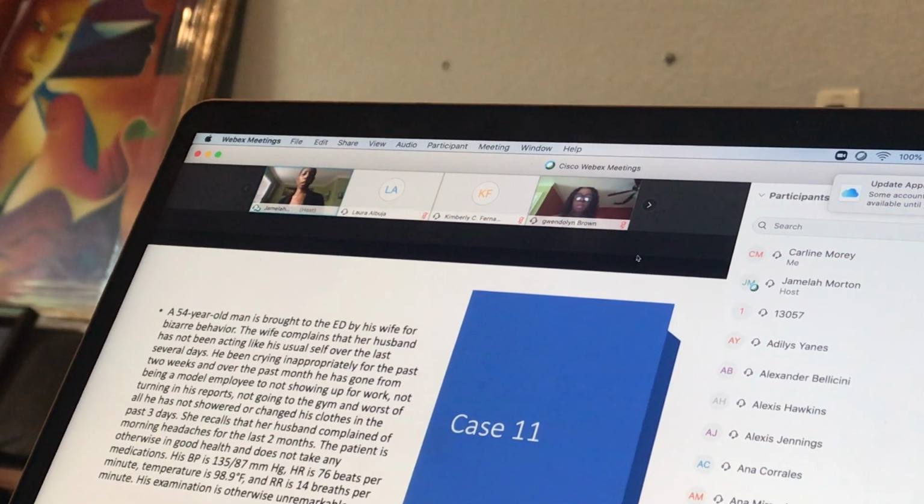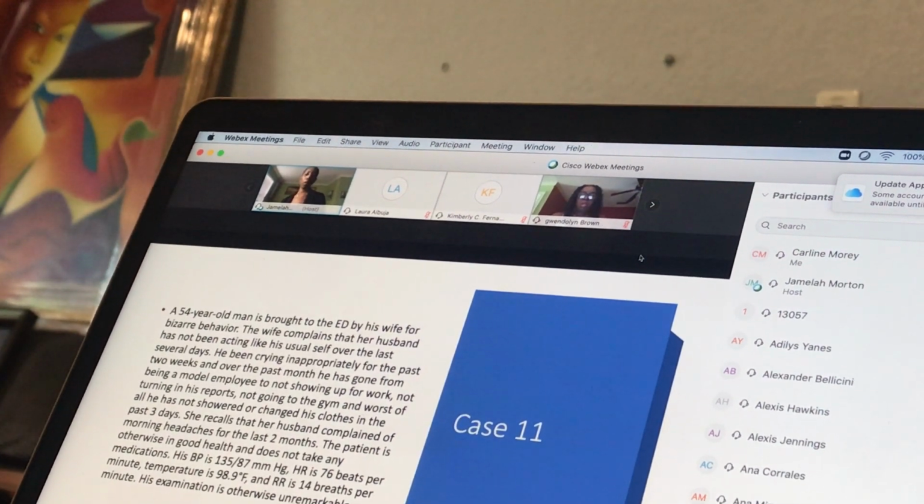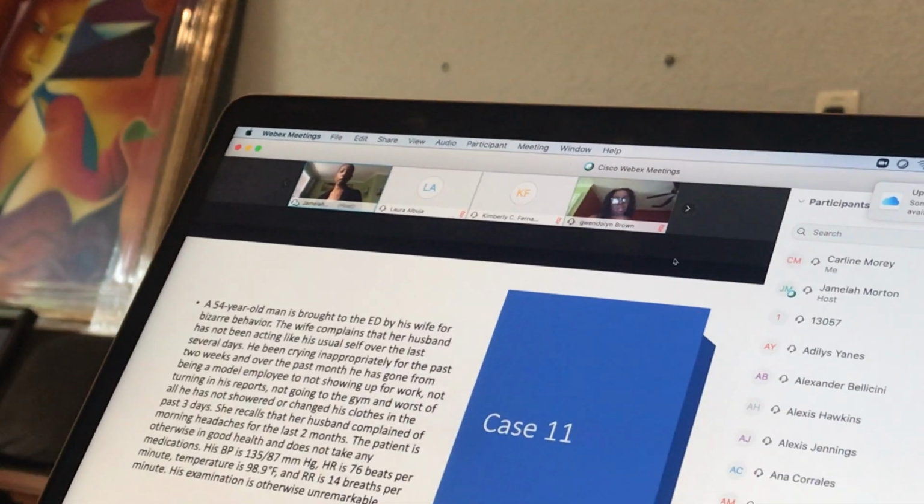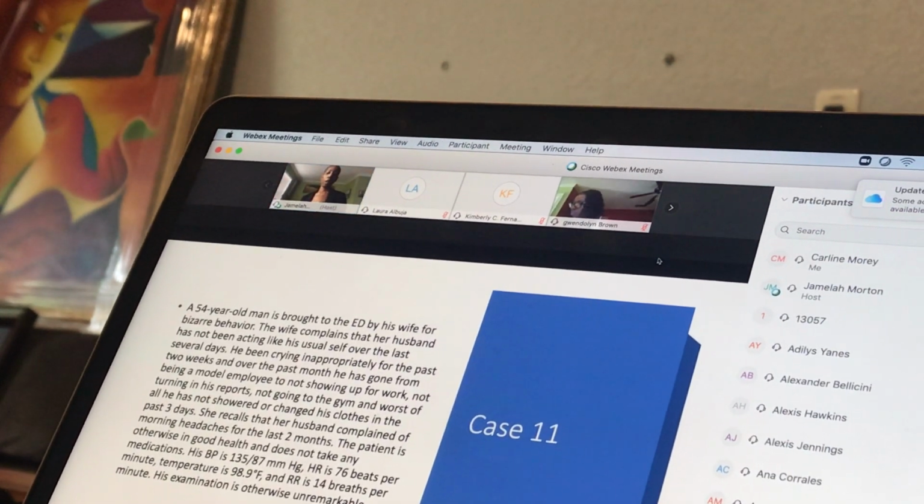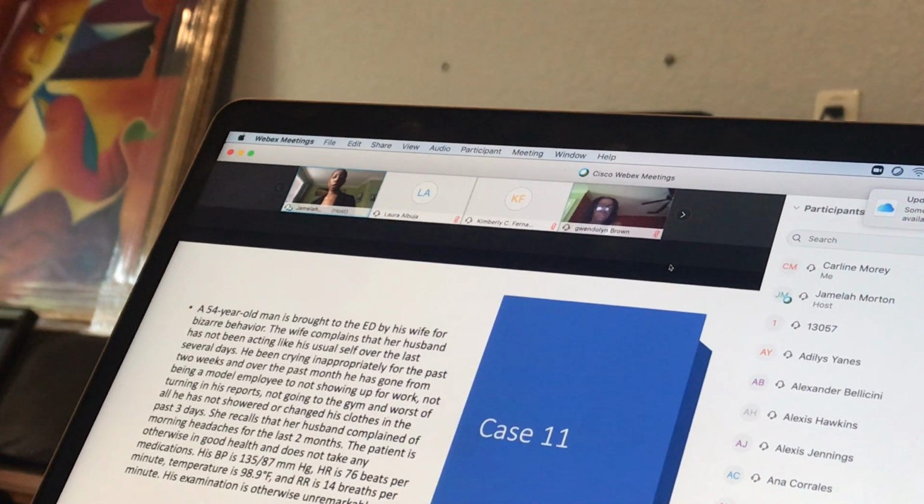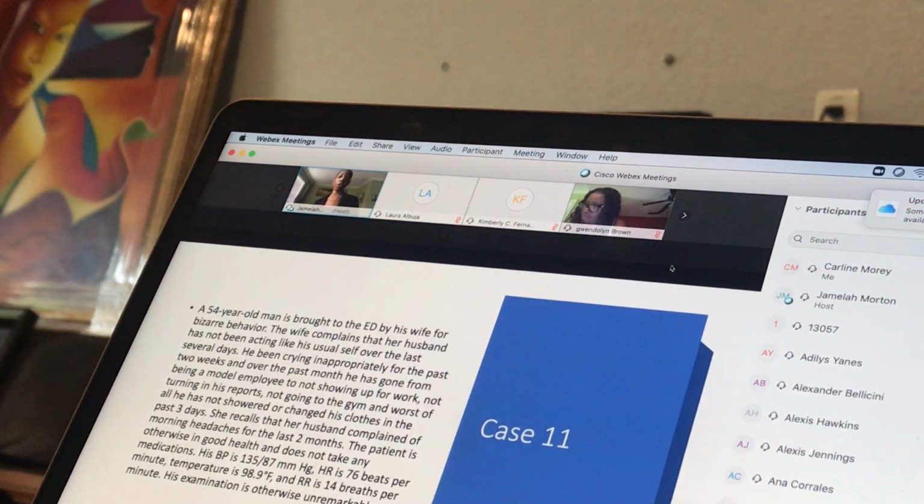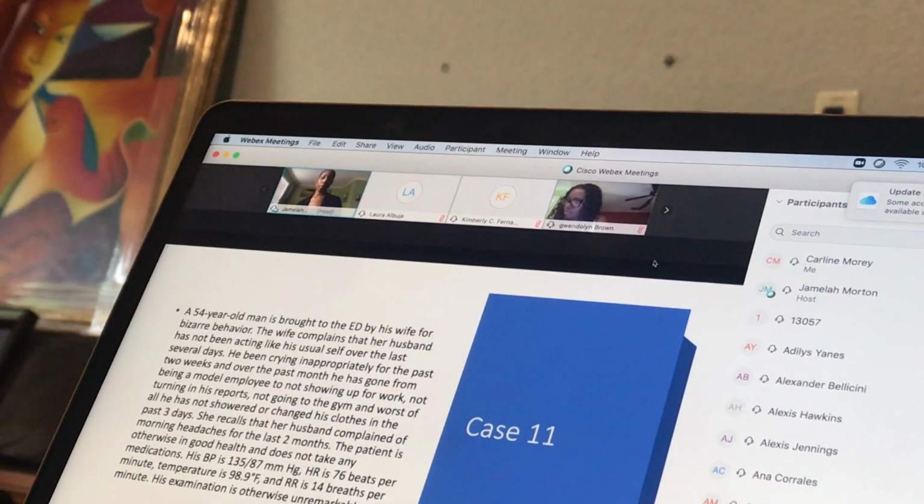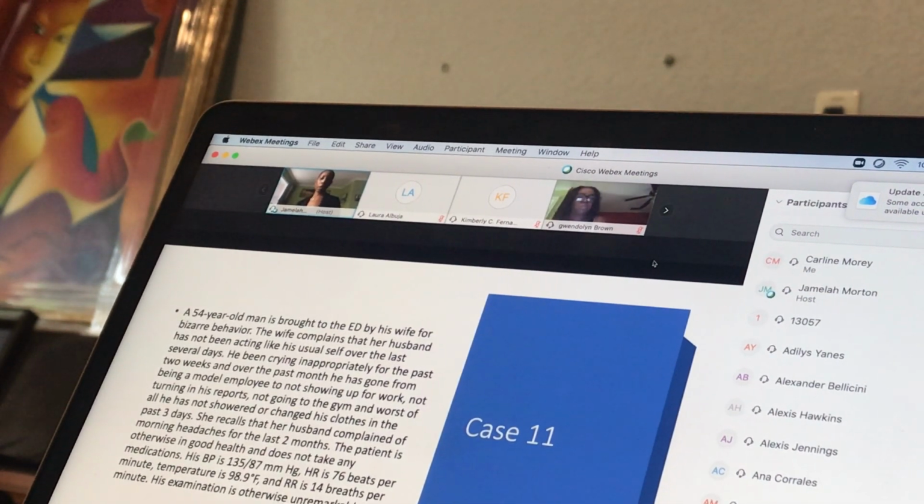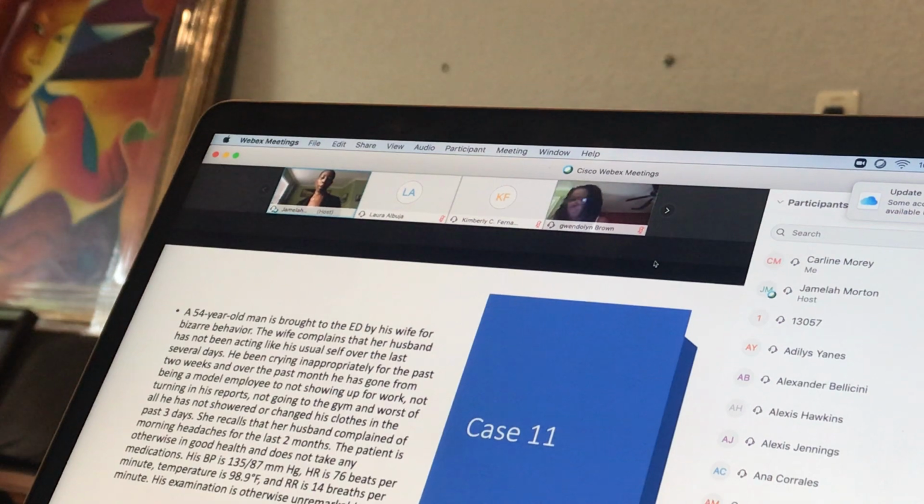A 54-year-old man is brought to the ED by his wife for bizarre behavior. The wife complains that her husband has not been acting like his usual self over the last several days. He's been crying inappropriately for the past 2 weeks, and over the past month, he's gone from being a model employee to not showing up for work, not turning in his reports, not going to the gym, and worst of all, he has not showered or changed his clothes in the past 3 days. She recalls that her husband complained of morning headaches for the past 2 months. The patient is otherwise in good health and does not take any medications.